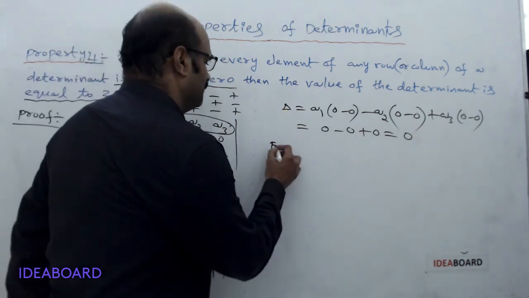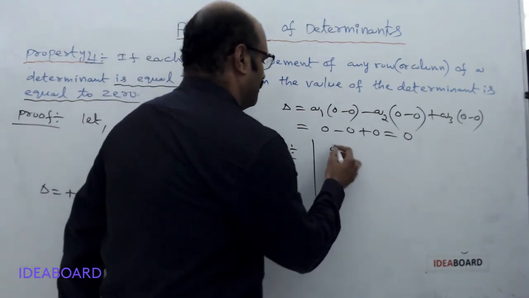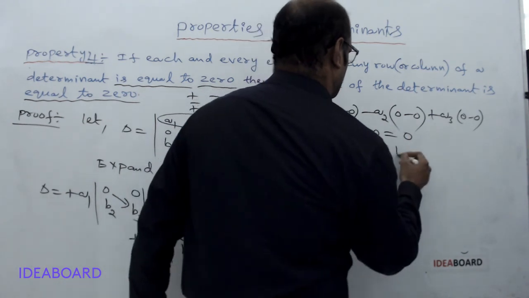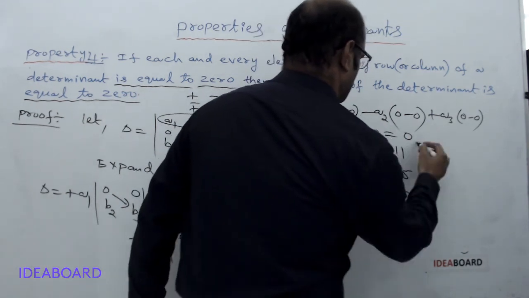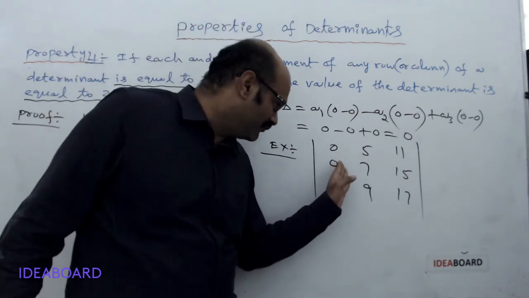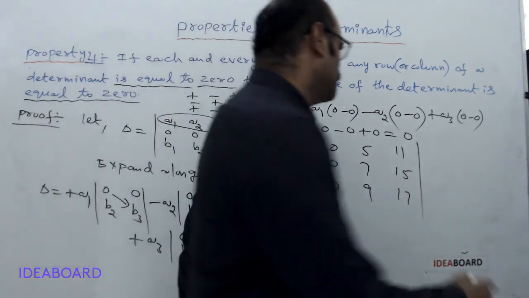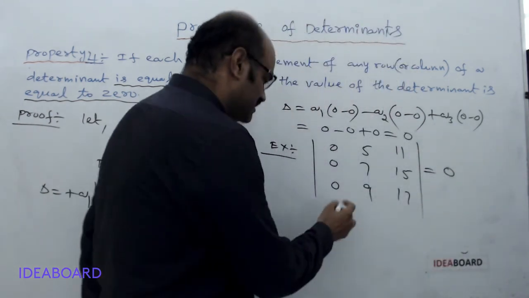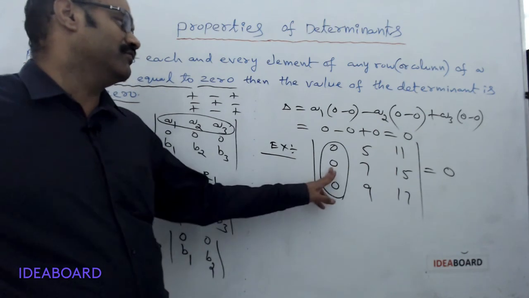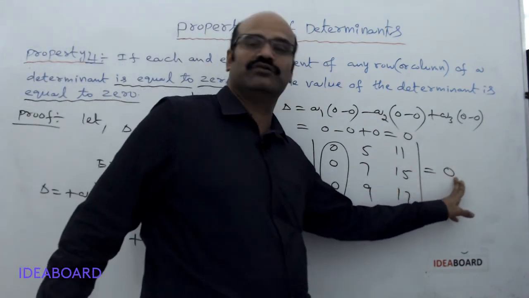For example, if you have such a determinant, there is no need to find the value of this. We can directly say that the value is 0, since each and every element of the first column is equal to 0, the value of the determinant is always equal to 0.